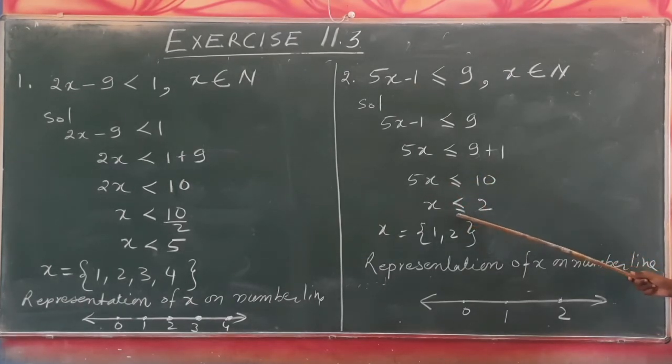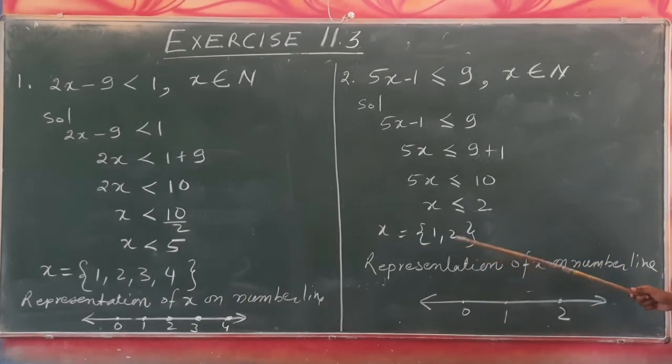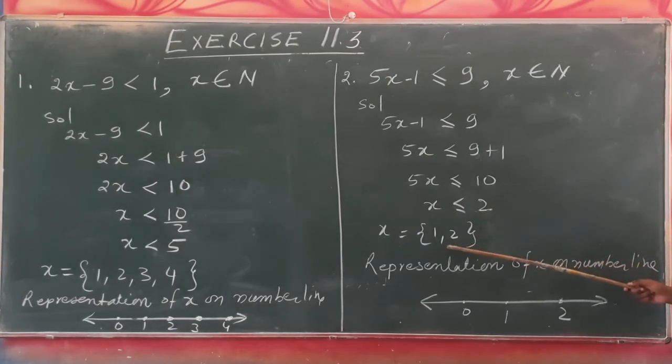So x is less than or equal to 2. So the solution should be what? 1 and 2, because x is a natural number. So we take 1 and 2 only. It is less than or equal to, so 2 will also be included.